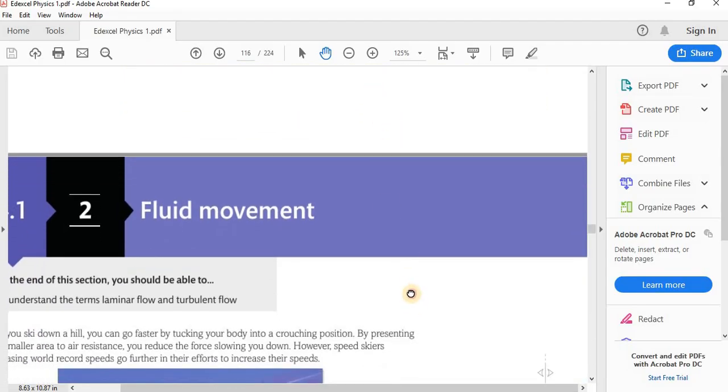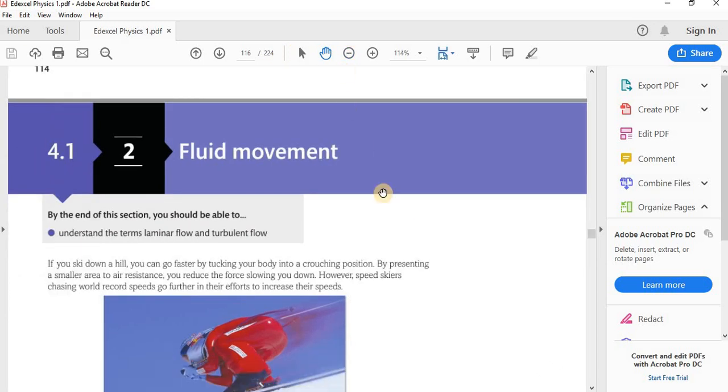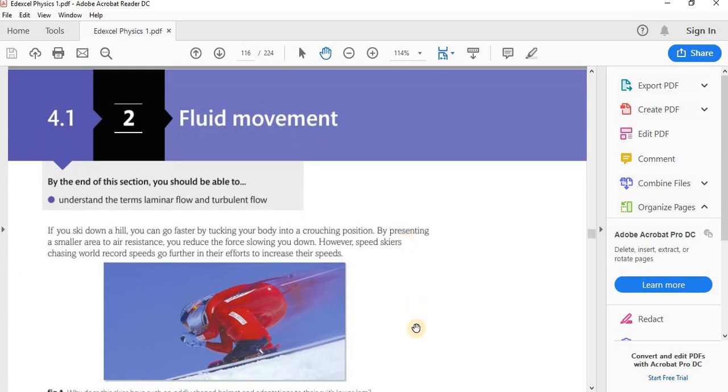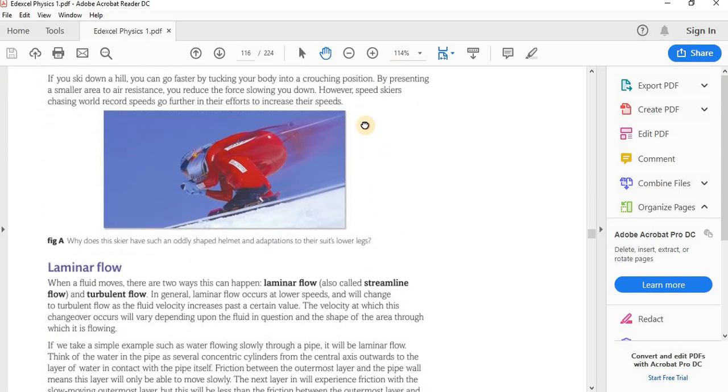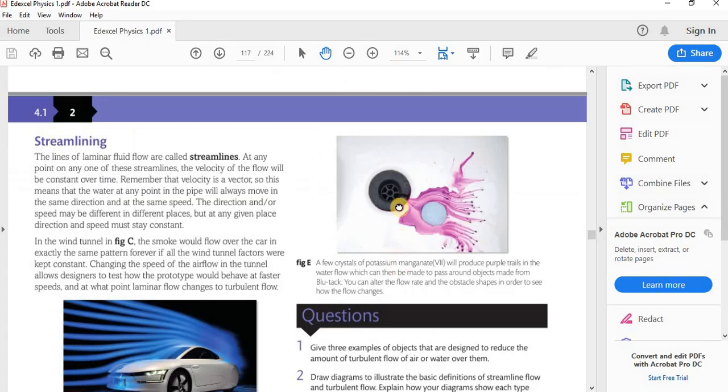Okay, then the next topic is fluid movement. By this section, you should be able to understand the terms laminar flow and turbulent flow. Laminar flow is also called streamline flow. You have to know the two different terms. Laminar flow is called streamline flow, and the other one is turbulent flow. When you see some pictures, I think you will be able to understand it.